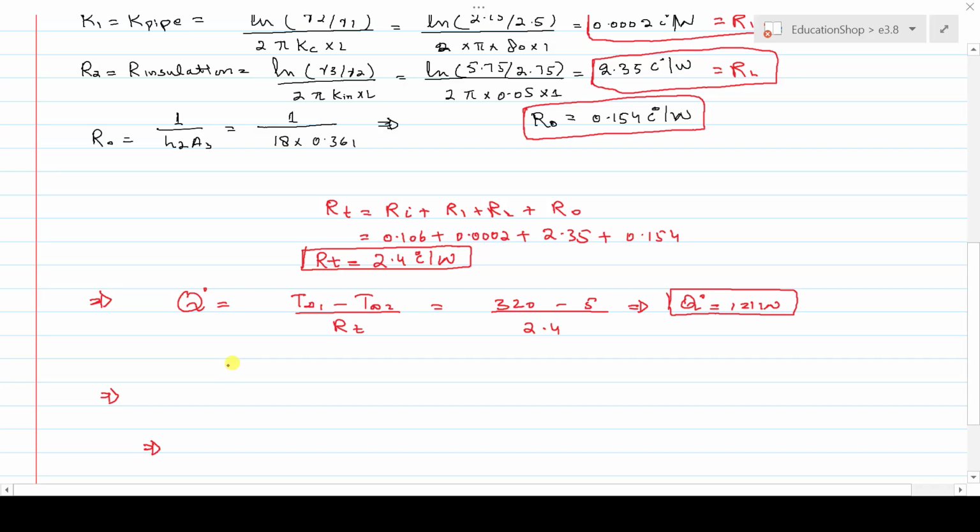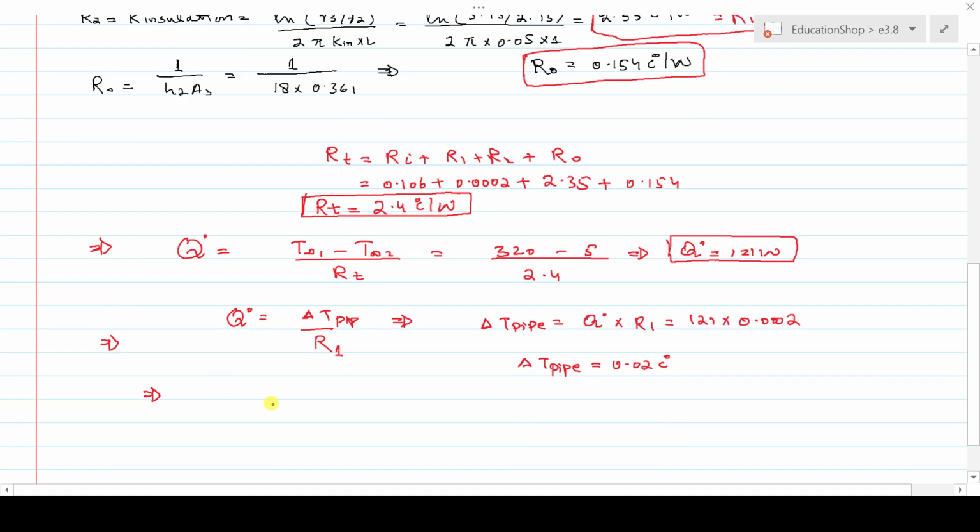As we know, the heat transfer rate through the pipe is equal to change in temperature divided by the corresponding resistance. If you are interested in finding the temperature drop across the pipe, you have to put the corresponding resistance of the pipe, and it is R1. We can say that the temperature drop across the pipe is equal to the heat transfer Q multiplied by resistance R1. Q value is 121, multiplied by R1 value 0.0002. Simply multiply and you will get the temperature drop across the pipe, that is 0.02 centigrade.